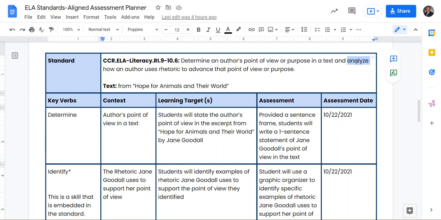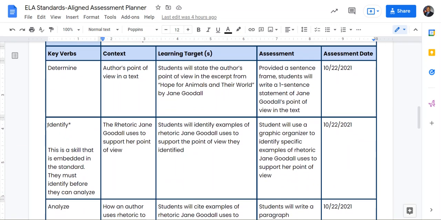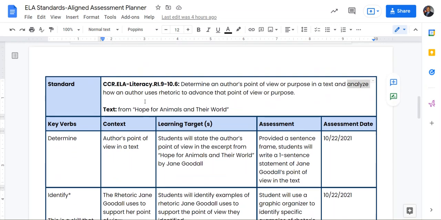However, we're going to talk about later how we have another verb embedded into these skills. So as we scroll down, we'll see that I also introduced the verb identify and have a learning target for that. As we start getting into the learning targets, I'll talk about that a little bit more. But for now, we're also going to look at the nouns and descriptors to give our verb context. So what are they going to determine? They're going to determine an author's point of view or purpose in a text.